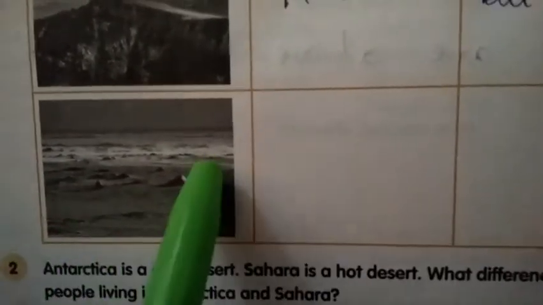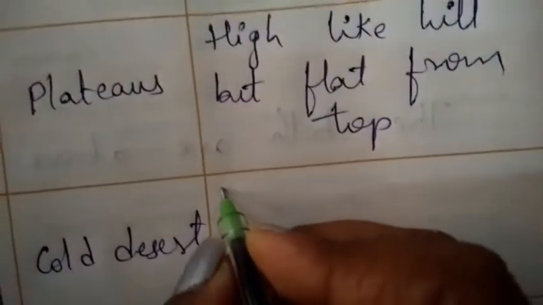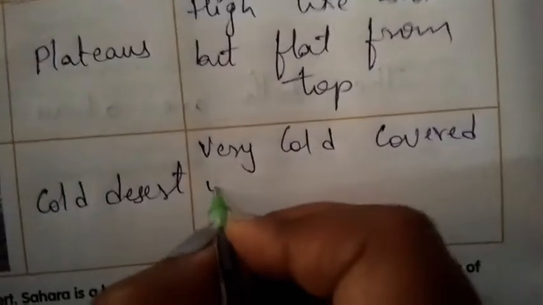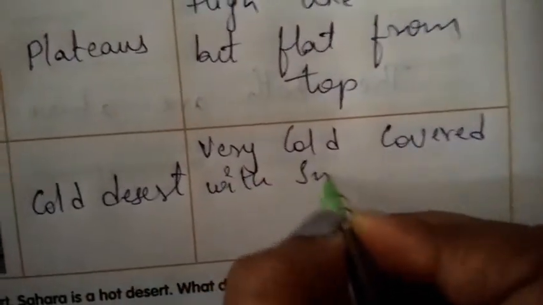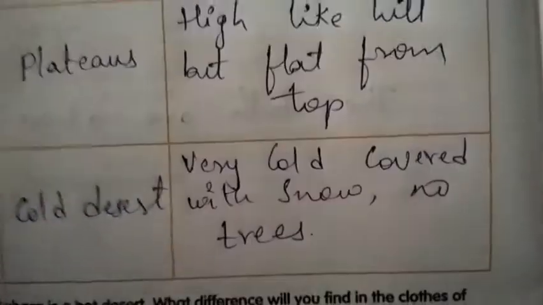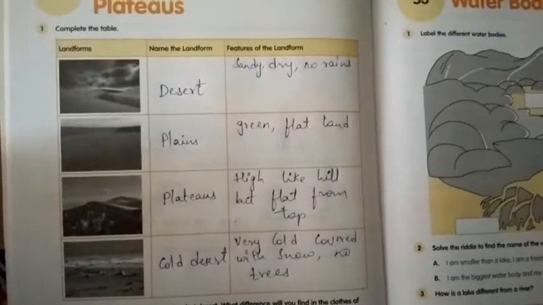And what is this last one? You can see the snow there. So what is it? It is a cold desert. What can you describe about it? What are the features? Very cold, covered with snow, and there are no trees. So this is the answer, children. These are the answers, you can see. Yes, let's do the second one.